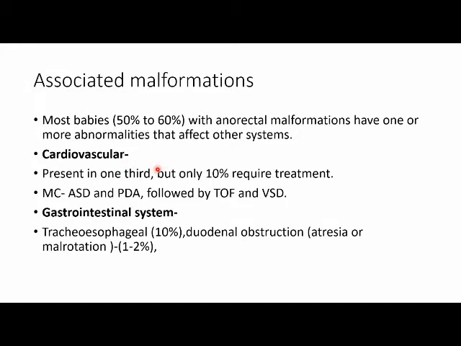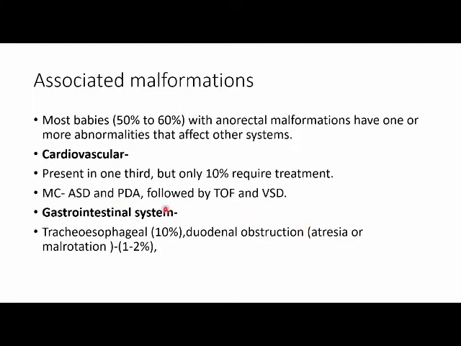Cardiovascular system is involved in almost one third of the cases. But in that one third of the cases, only 10% will require an intervention or treatment. The most common defect associated with ARM is usually an atrial septal defect or a patent ductus arteriosus, which is followed by tetralogy of Fallot and VSD. Other entities like transposition of great vessels are also seen.